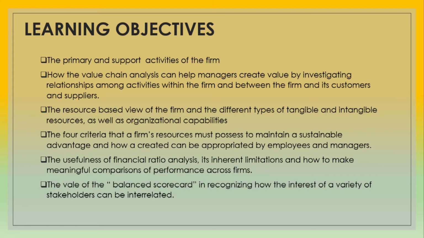Let's take a look at the learning objectives of this chapter. First, the primary and support activities of the firm. Second, how the value chain analysis can help managers create value by investigating relationships among activities within the firm and between the firm and its customers and suppliers. Third, the resource-based view of the firm and the different types of tangible and intangible resources, as well as the organizational capabilities. Fourth, the four criteria that a firm's resources must possess to maintain a sustainable advantage and how created value can be appropriated by employees and managers.